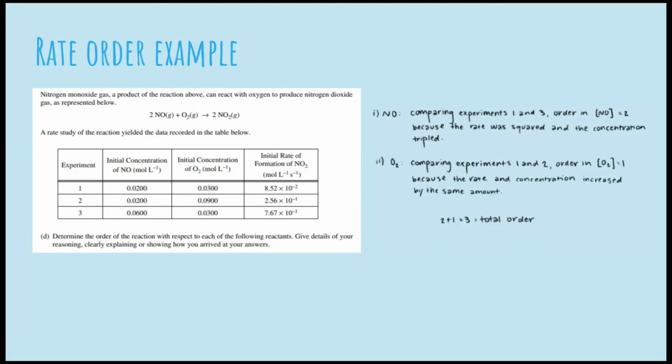And then when talking about O2, we compared experiments 1 and 2 because you have to find one constant between the two. And it says the order is 1 because the rate and concentration increased by the same amount. And so to get the total order, you have to add the two numbers. So 2 plus 1 equals 3. And that should be your answer. Or the third order should be your answer.